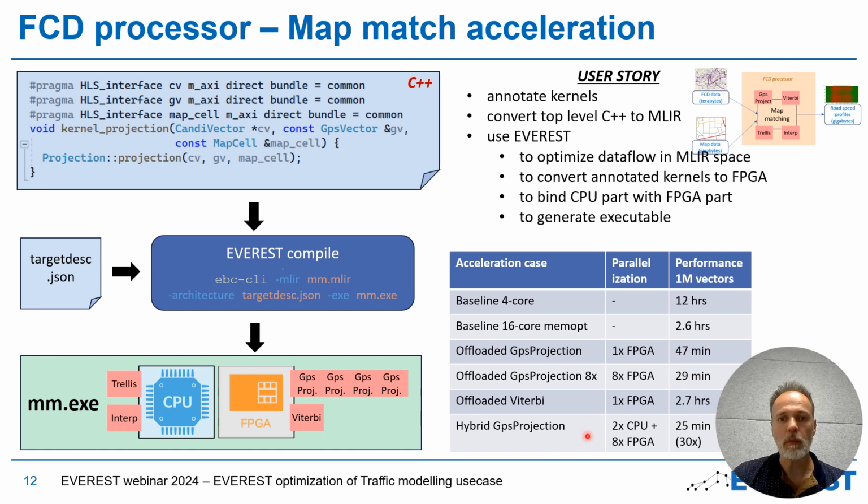Even we were able to do the hybrid GPS projection architecture option where few instances were in CPU while 8 instances kept in FPGA. And with this rather sophisticated architecture option, we got into the speed up of 30x.